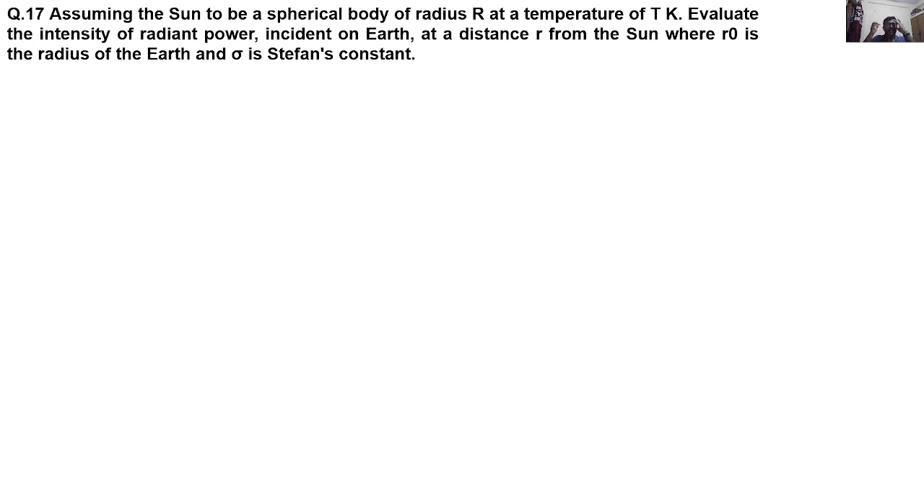Assuming the sun to be a spherical body of radius R at a temperature of T Kelvin, evaluate the intensity of radiant power incident on Earth at a distance r from the sun, where r0 is the radius of the Earth and sigma is Stefan's constant.